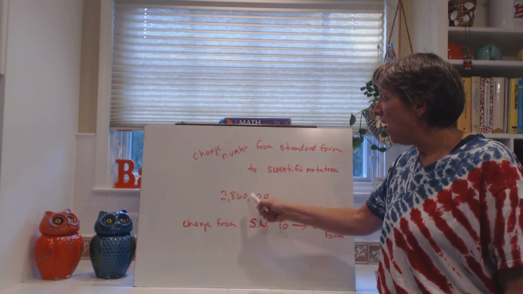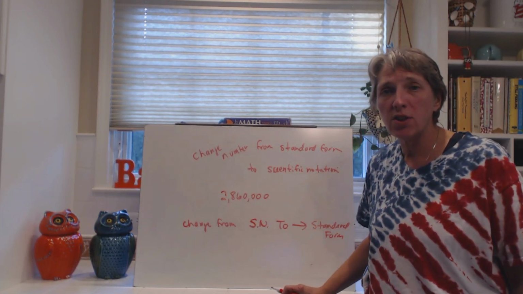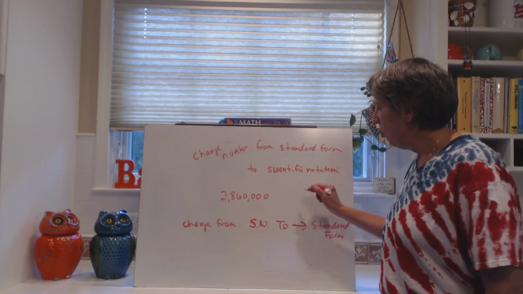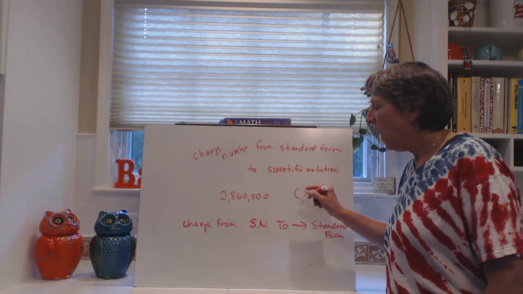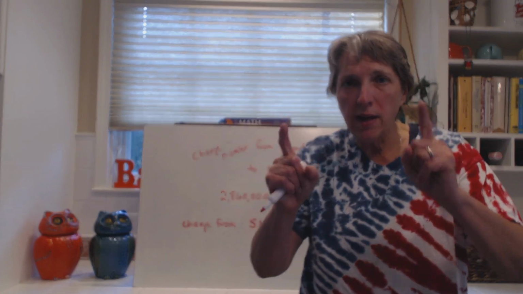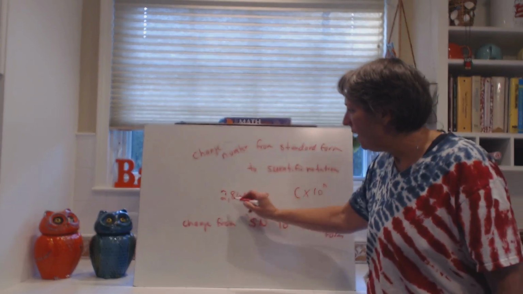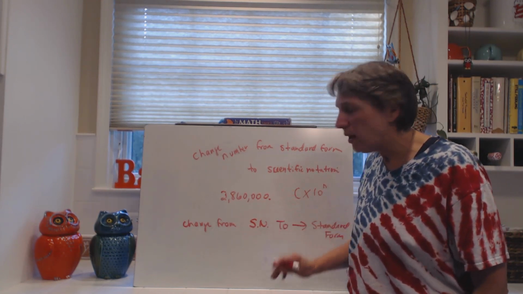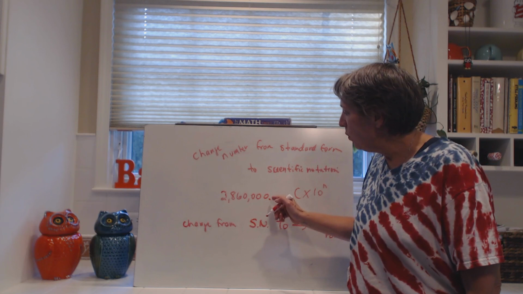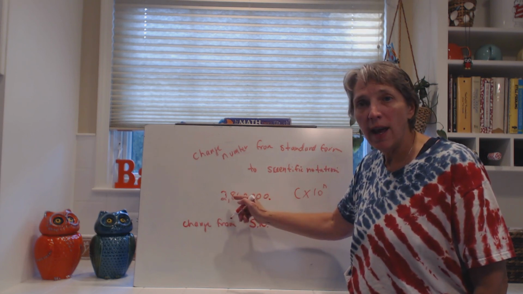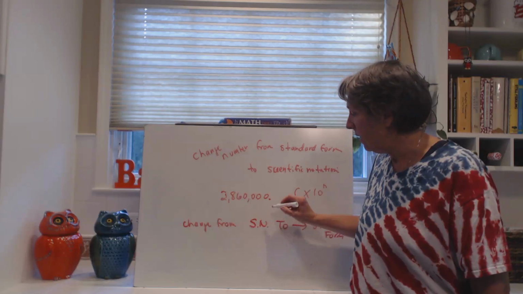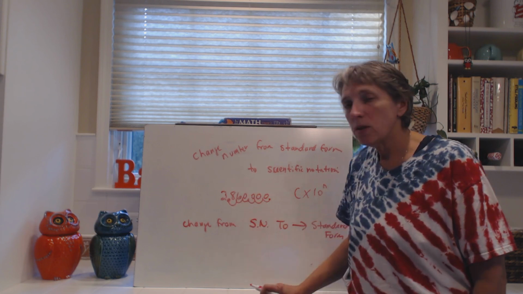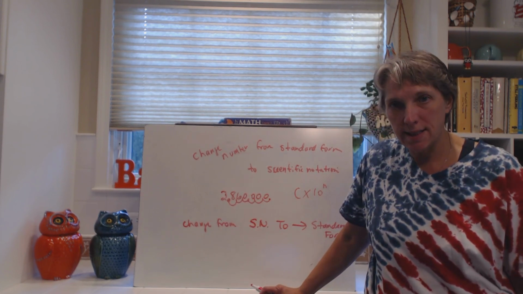So let's look. We're going to change the standard form of this number, 2,860,000, into scientific notation. That's standard form. We're going to use C times 10 to the n. I know C has to be a number between 1 and 9, and it can be 1, it can be 9. So how do I get the decimal over? Well, at the end of every standard form of a number is a decimal, just like we did in long division. So we've got to move that decimal between 2 and 8. So we do that by moving it 1, 2, 3, 4, 5, 6. So we move the decimal 6 places.